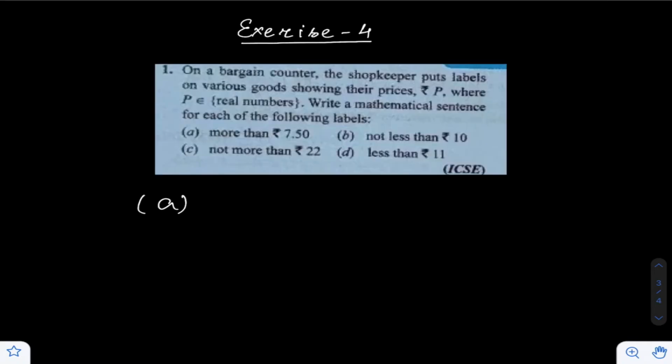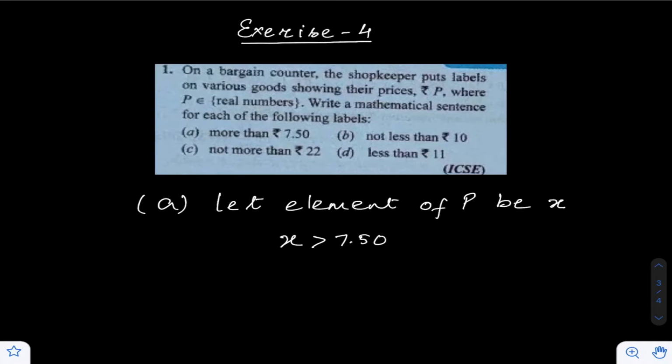Let us start exercise 4, question number 1. On a bargain counter, the shopkeeper puts labels on various goods showing their prices, rupees capital P, where P belongs to the set of real numbers. So first of all, you have to assume elements of P as x. First part, more than rupees 7.50. So it means x should be greater than 7.50. Now B part, less than rupees 10. So x should be less than 10.